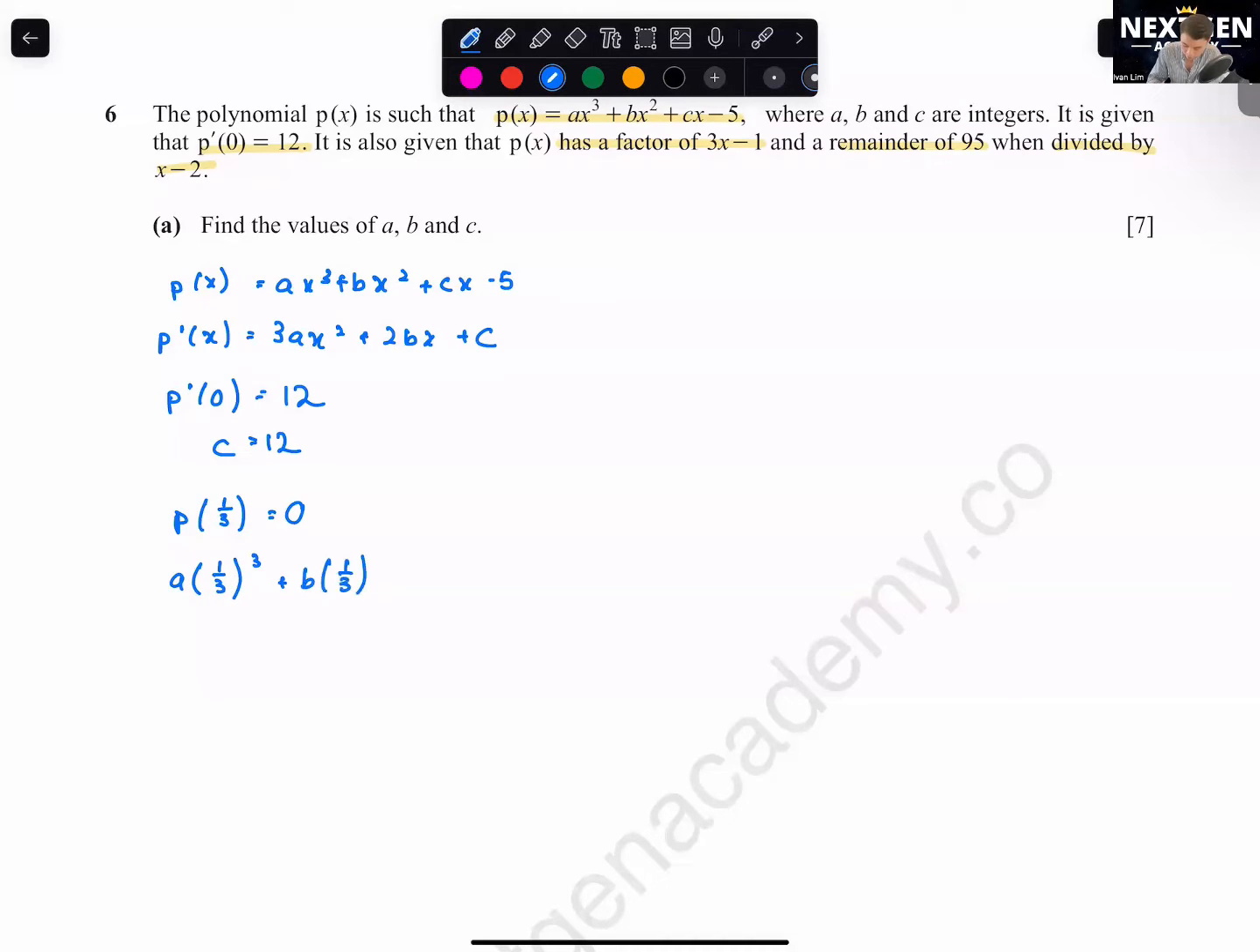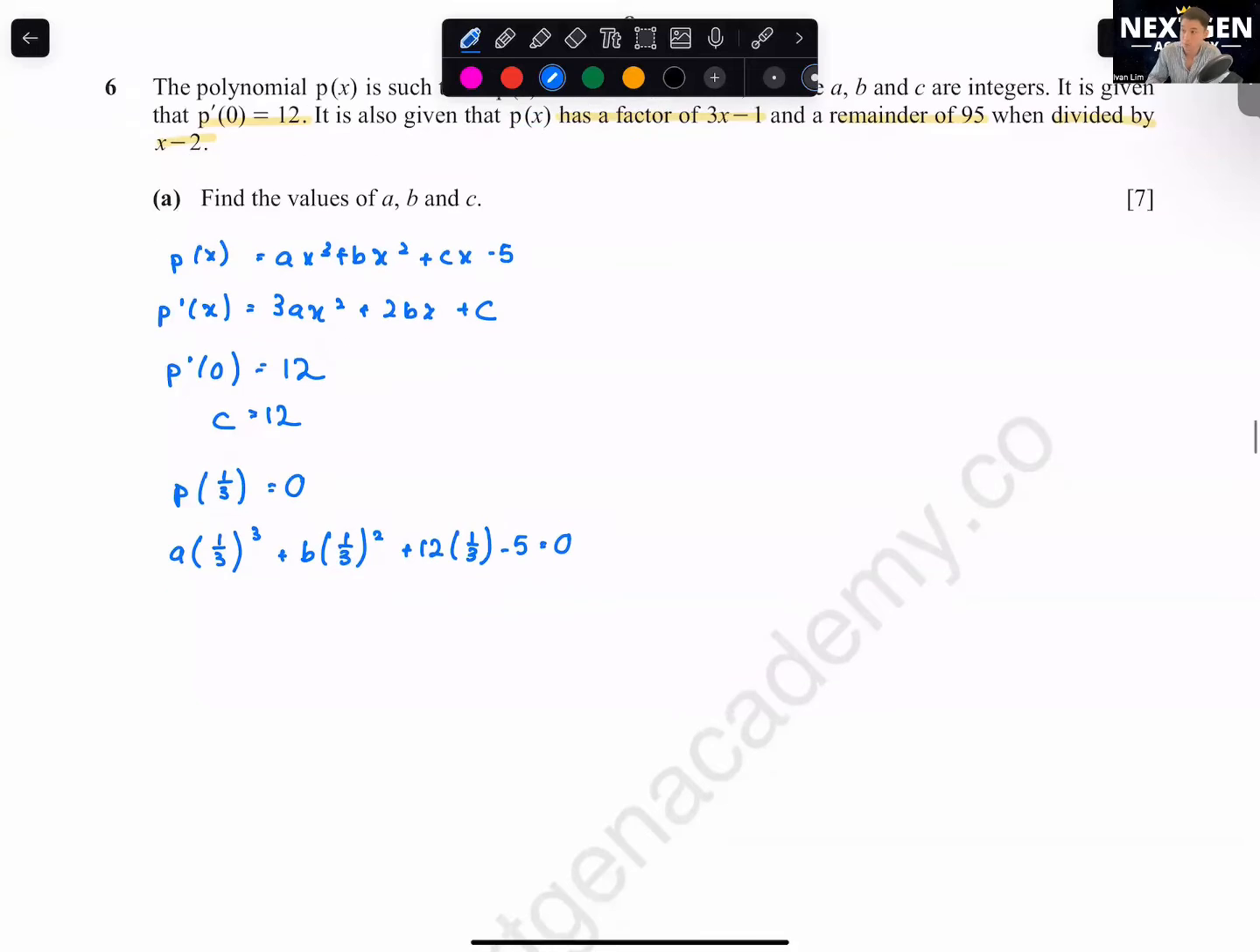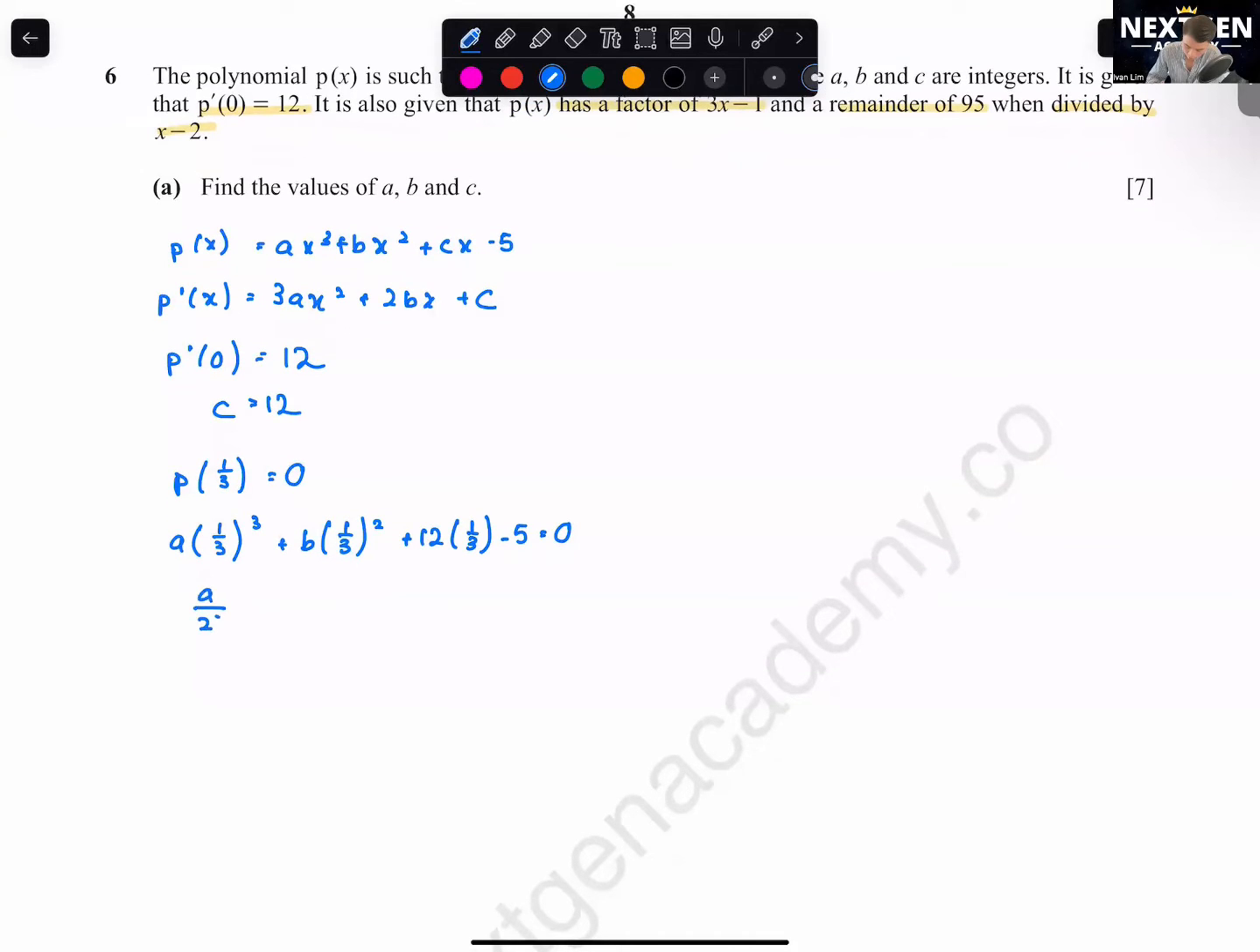b times 1 over 3 squared plus 12 times 1 over 3 minus 5 equals 0. So you get a over 27 plus b over 9 minus 1 equals 0. Okay, we do the other equation first to see what we will get.